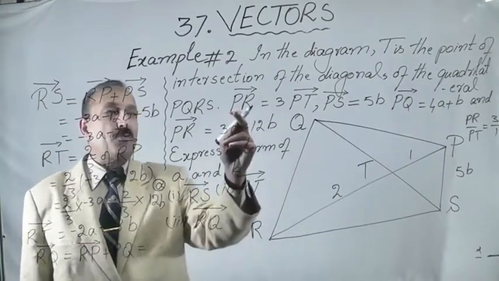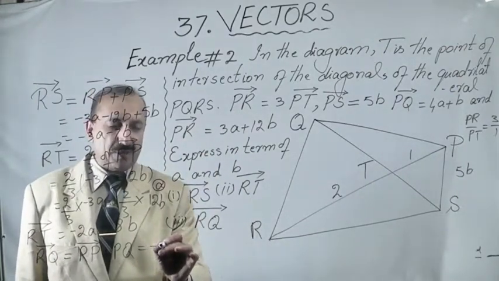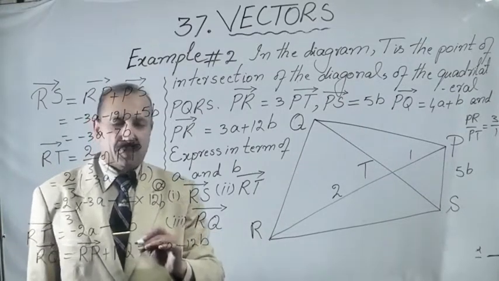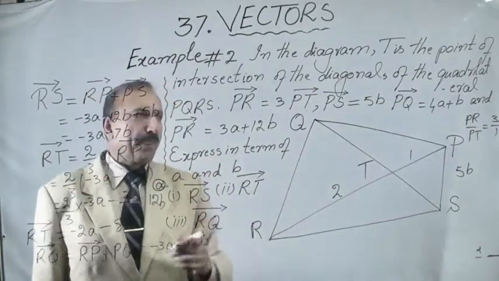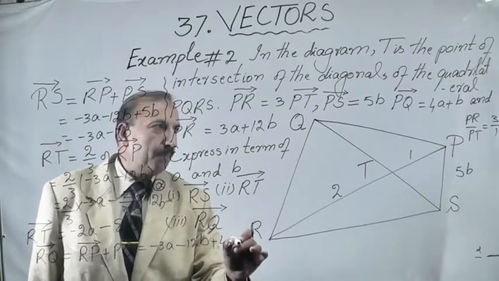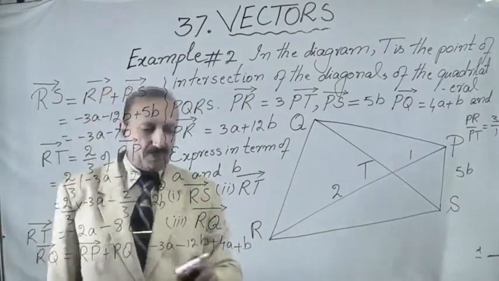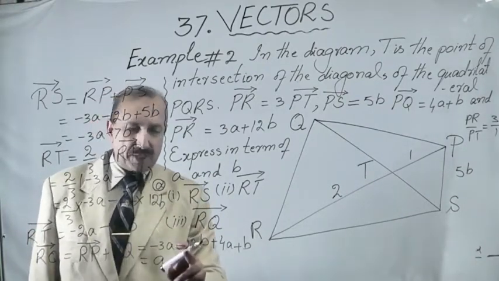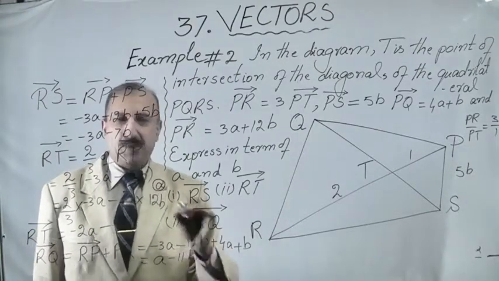RP is the reverse of PR. Here is PR, so again we will write in the form of the opposite vector, minus 3A minus 12B. And the value of PQ is given. PQ is equal to 4A plus B. This is plus 4A plus B. Let's simplify this and see what happened. Plus 4A minus 3A will give us only A, and minus 12B plus B gives us minus 11B.